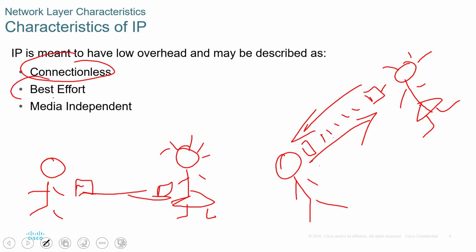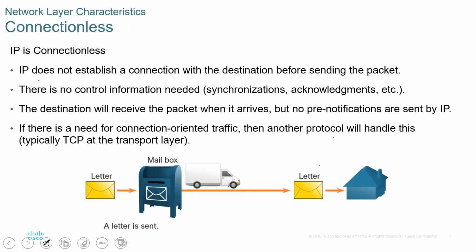IP also has what we call best effort. Best effort simply means that there's no one particular way it is going to use to send the data. It's going to send in all different ways, but it will use the best way to get the message delivered. And then media independent does not mean that IP must depend on wireless or fiber optic or copper cable. No, irrespective of the media, the message goes. So these are the details for connectionless.